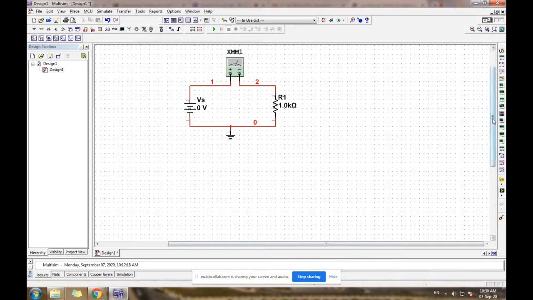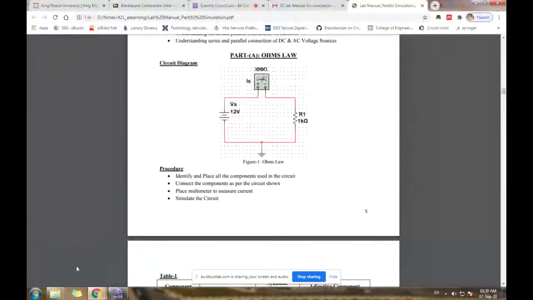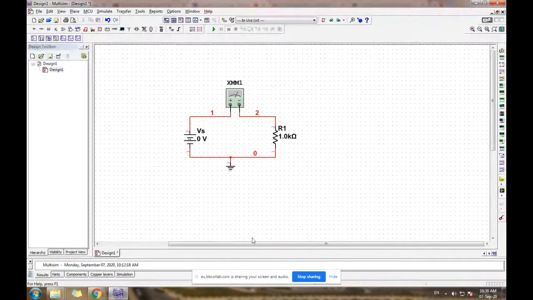Any question till here? Okay. Did you understand, or shall I make the circuit again? So let me make the circuit again. Let me copy all this and delete it.